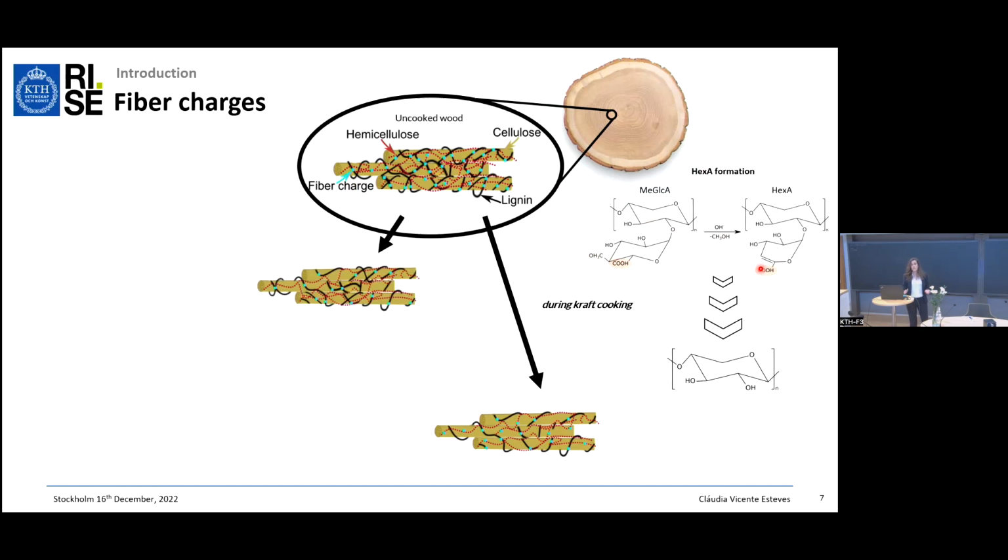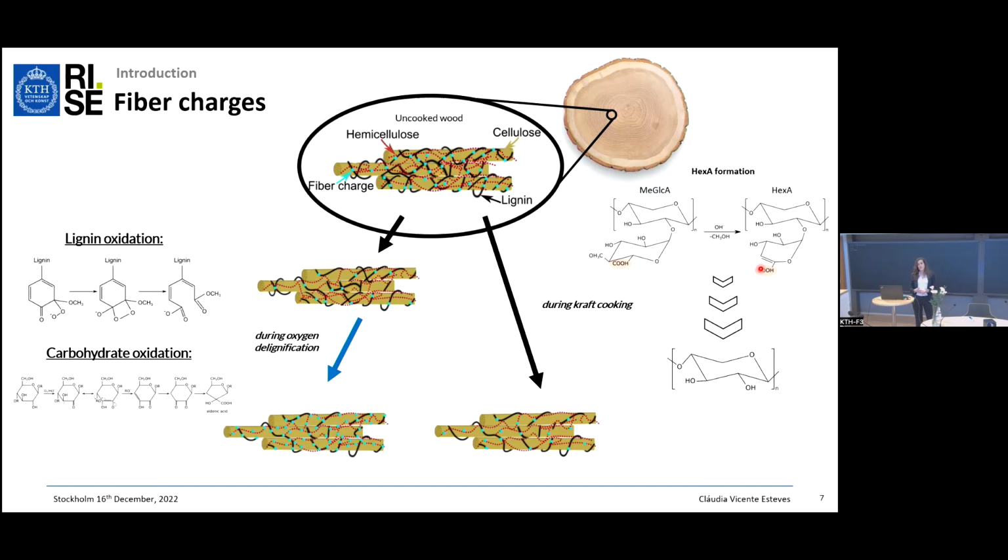In the other case, if you do a kraft cooking to a higher lignin content, you don't take so much of the components, and then you can do oxygen delignification and oxidize the rest of the components that you have in the fibers. So looking at these two pictures, you have similar lignin contents, but the one that has the oxygen delignification process has a much higher content of fiber charges. And this slide is very important, so try to keep it in mind because I will bring it up again.